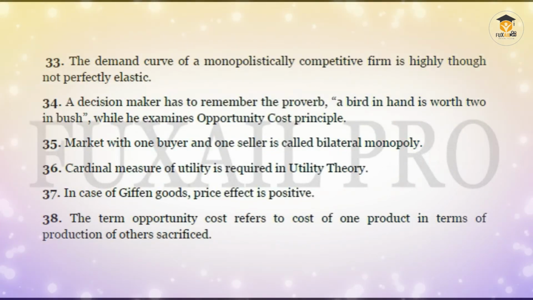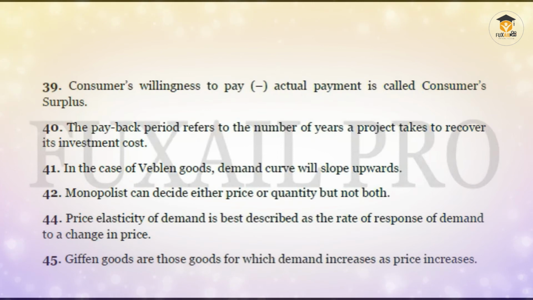33. The demand curve of a monopolistically competitive firm is highly though not perfectly elastic. 34. A decision maker has to remember the proverb, a bird in hand is worth two in the bush, while he examines the opportunity cost principle. 35. Market with one buyer and one seller is called bilateral monopoly. 36. Cardinal measure of utility is required in utility theory. 37. In case of Giffen goods, price effect is positive. 38. The term opportunity cost refers to cost of one product in terms of production of others sacrificed. 39. Consumer's willingness to pay minus actual payment is called consumer's surplus.